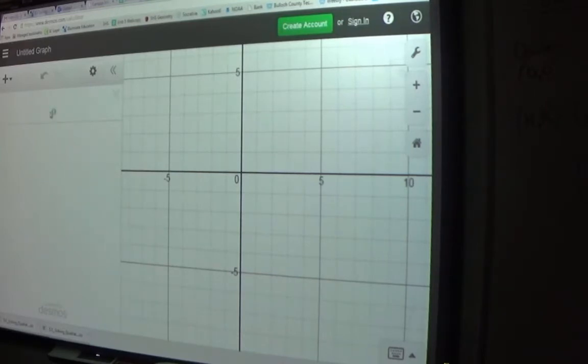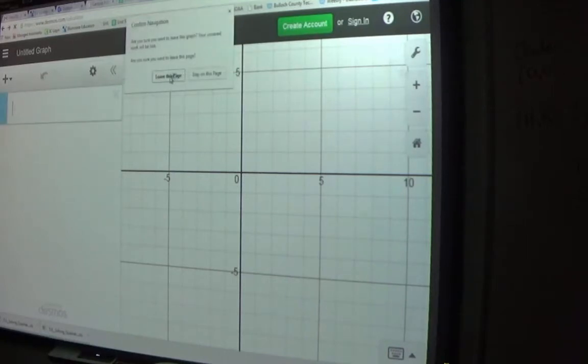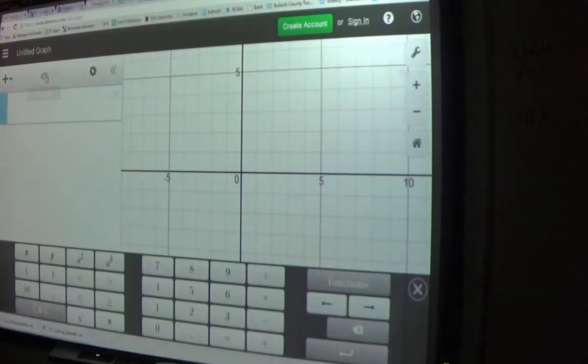Go back. What did I no? There's an undo button? Undo, right above at the top of your screen. Oh, good job. Leave this page. No, stay on this page. I said that first.